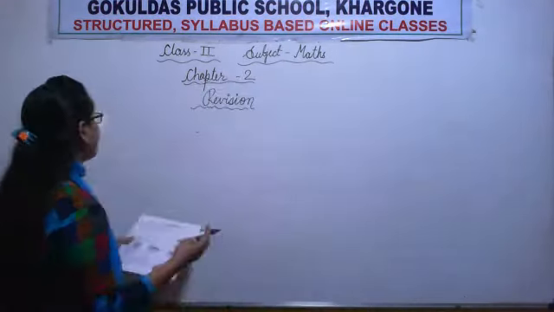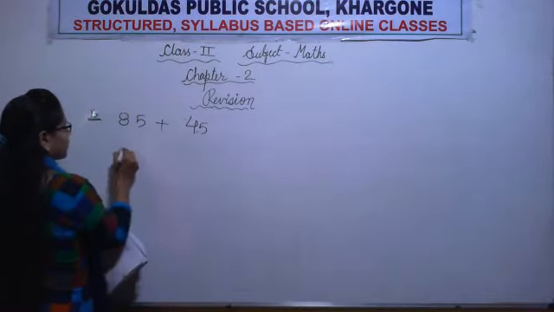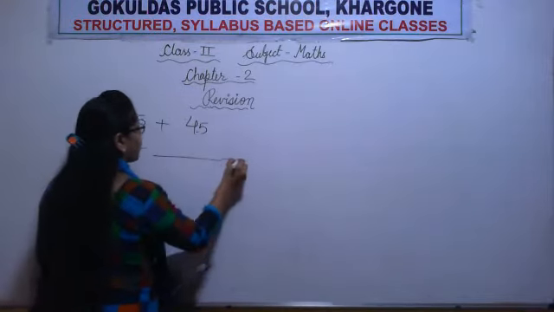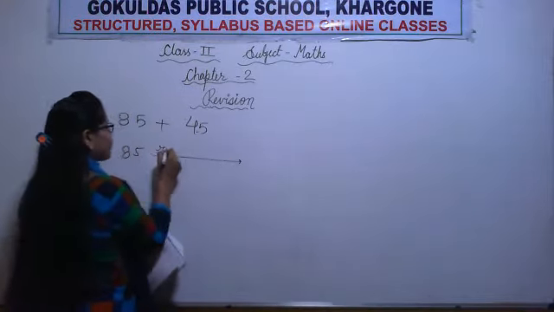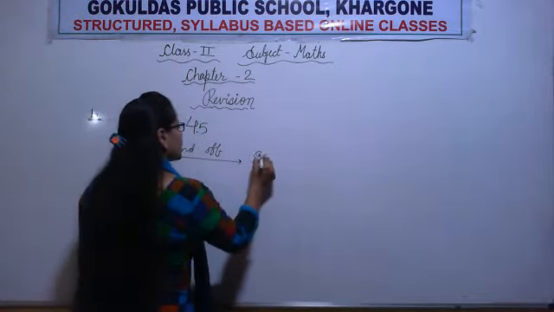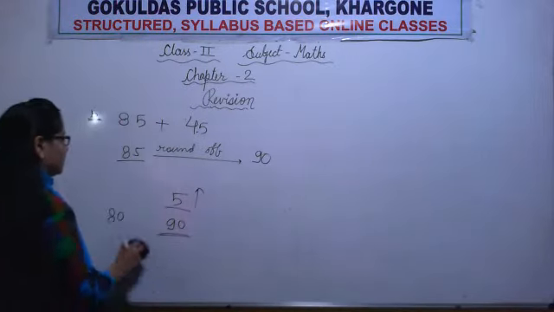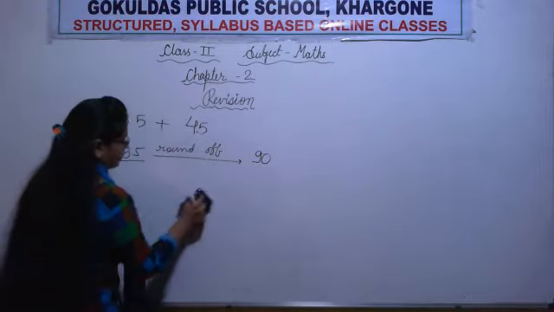Now part B, which is 85 plus 45. So first of all we will round off 85. The number is 5. So whenever the number is 5 or greater than 5, what do we do? We round up. So 85 lies between 80 and 90. So we will round it up to 90.